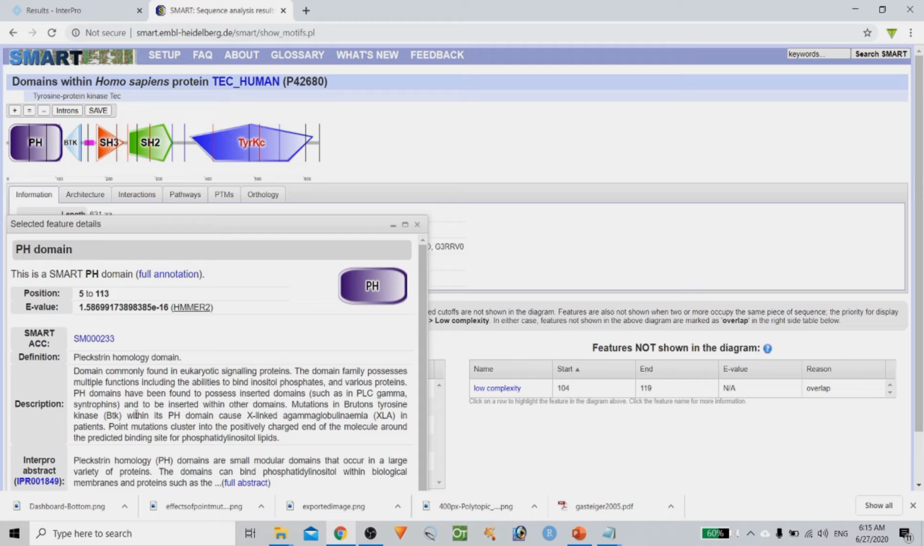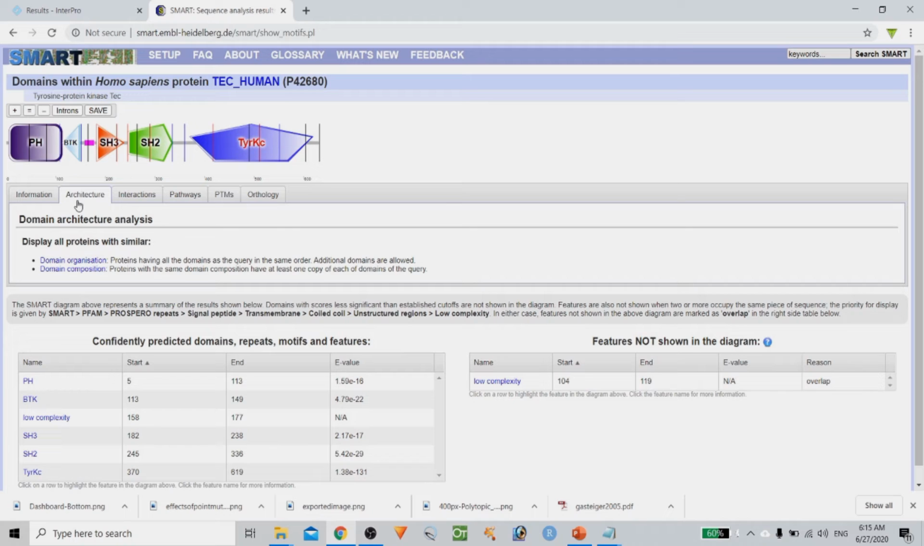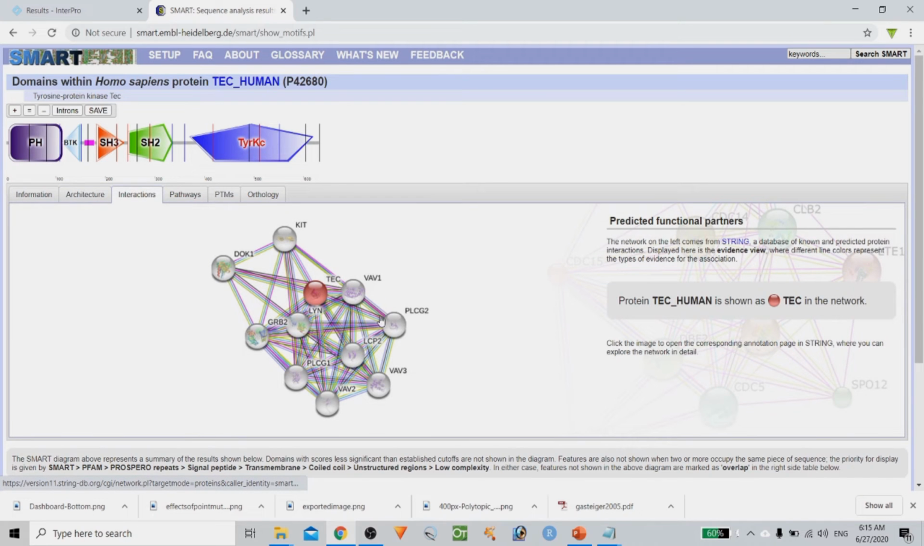As I told you previously, domains are the functional and structural units of life. They determine the exact role of that particular protein. Here, the information tab provides basic information about this protein. If you go to architecture, it will provide you the domain architecture, how exactly it looks. If you go to interaction, it will jump into the STRING database, and it will show what other proteins interact with your gene or protein.